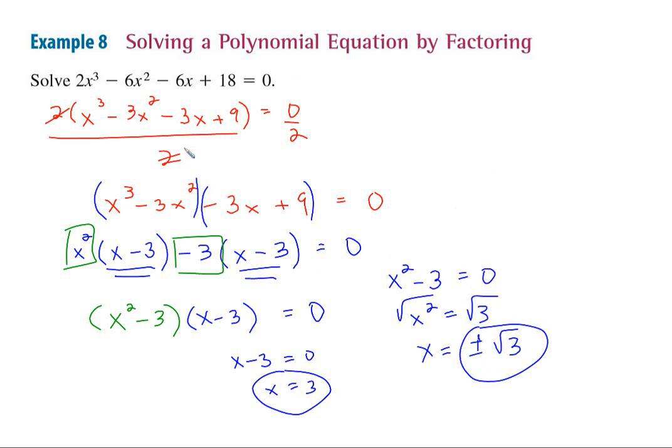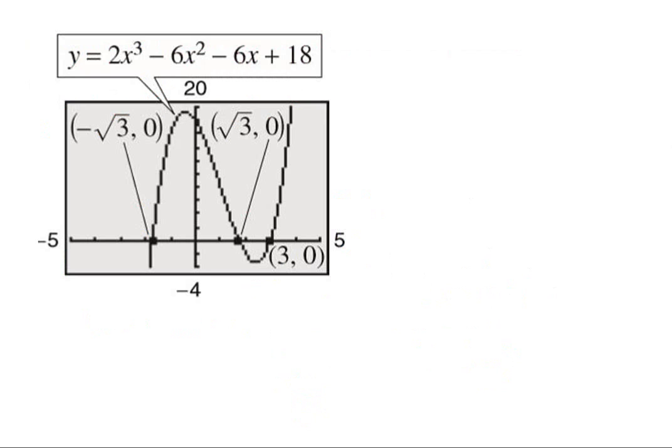So let's graph it just so we see. So we graph the problem here, and at 3, 0, or at x equals 3, the graph crosses the x-axis at 3. And over here at positive radical 3 and negative radical 3. These are decimals, right? Radical 3, if you estimate that as a decimal, is 1 point something. You throw that in the calculator.